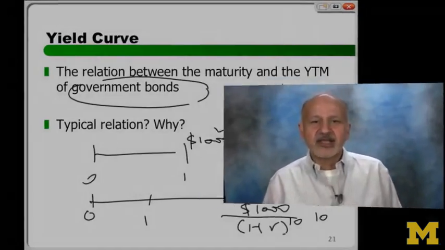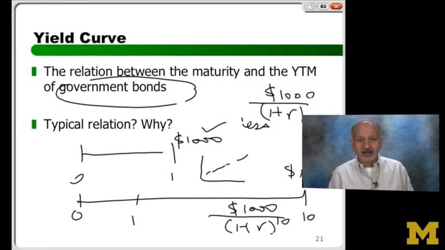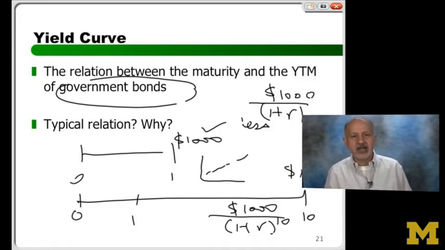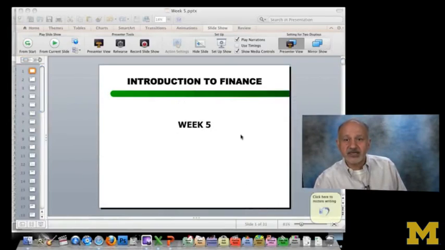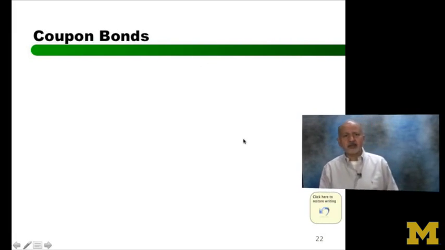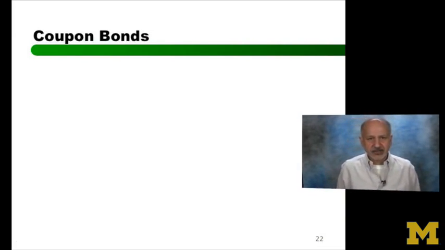So the interest rates are higher for 10-year bonds, and that's why the yield curve is going up, right? That doesn't mean always going up. There's a second component, which is how much we expect the interest rate in the future to be and stuff like that. But I just wanted to give you a flavor of this, and we'll talk about it and see some data later. Okay. Now let's move away from zero coupon bonds to coupon paying bonds.